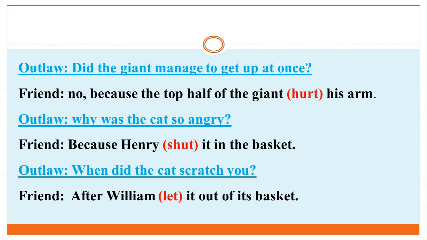Next, outlaw. Why was the cat so angry? Friend. Because Henry shut it in the basket. Outlaw. When did the cat scratch you? Friend. After William let it out of its basket.